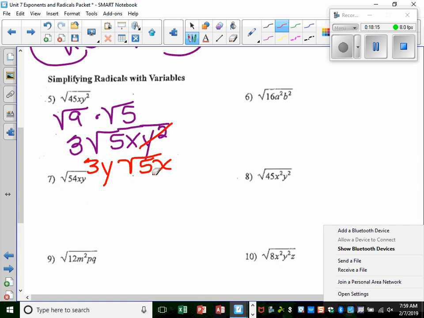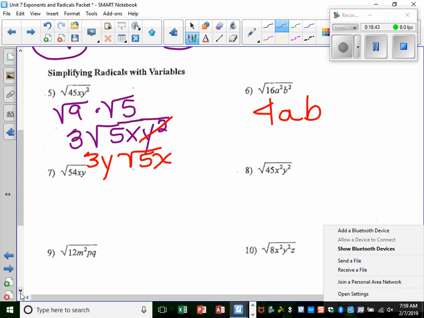Okay. All right, let's take a look at number 6. And number 6, 16 is perfect. And isn't a squared perfect and b squared perfect? So everything will be taken out, and we will not have anything under the radical. So what's the square root of 16? 4ab. All right, 4. What's the square root of a squared? A. What's the square root of b squared? There you go. You just divide them by 2.